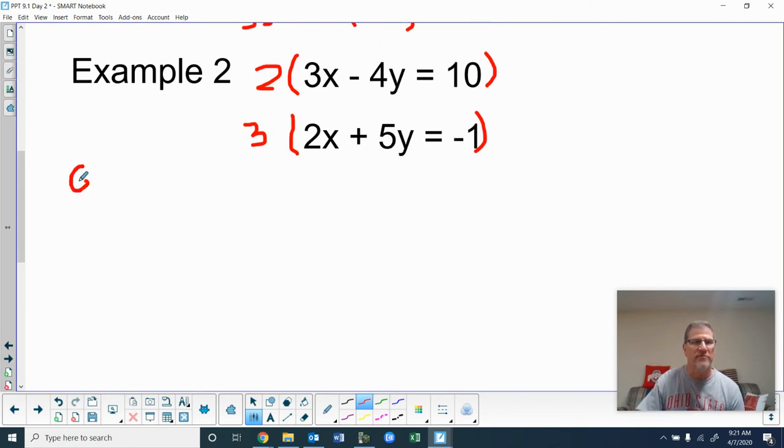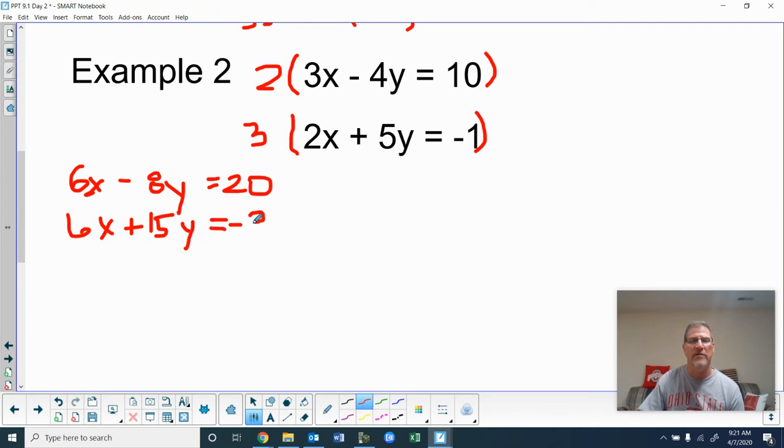Okay, so 2 times 3x is 6x. 2 times negative 4y is negative 8y. Again, you're going to multiply 2 by everything. And 2 times 10 is 20. Both sides of the equation by 2. And then 3 times 2x is 6x. 3 times 5y is 15y. And 3 times negative 1 is negative 3. So that's what it looks like now. Make sure you distribute the 2 through everything in the 3.